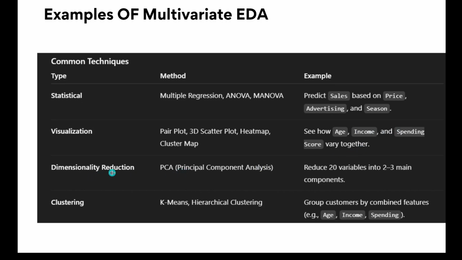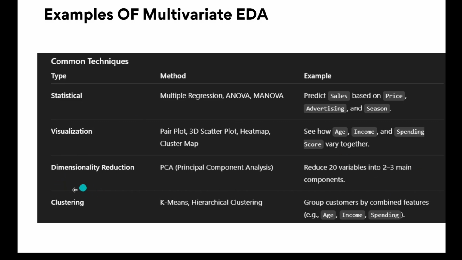Dimensionality reduction. When performing dimensionality reduction, we can use a method like PCA, which is also called principal component analysis. For example, let's say we are trying to reduce 20 variables into two or three main components.